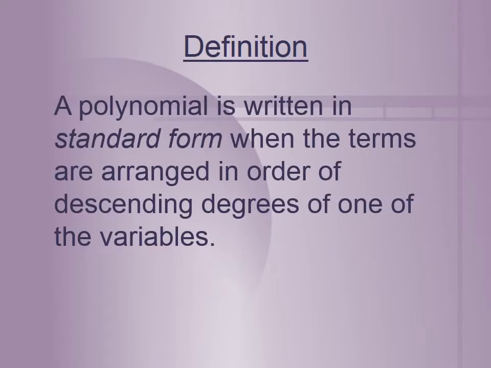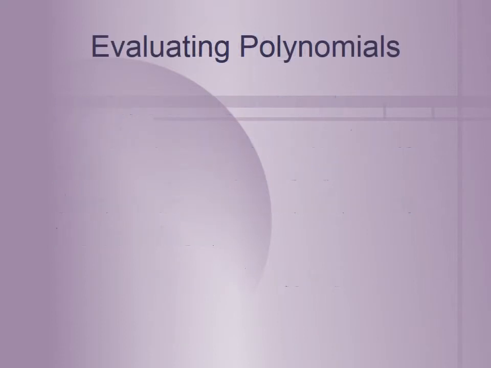Now let's talk about the definition of standard form. A polynomial is going to be in standard form when the terms are arranged in descending degrees. So you put the biggest degree first, and then you will go ahead and go in descending order. So here's an example. We have x cubed first. We have the degree of 3. And then we have a degree of 2, and then we have a degree of 1, and then we have a degree of 0. So we put those in standard form.